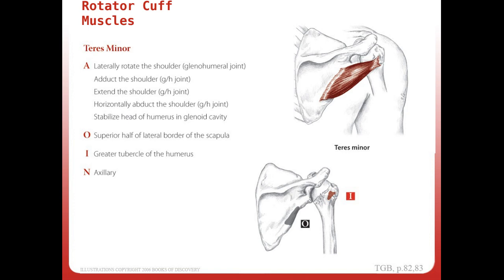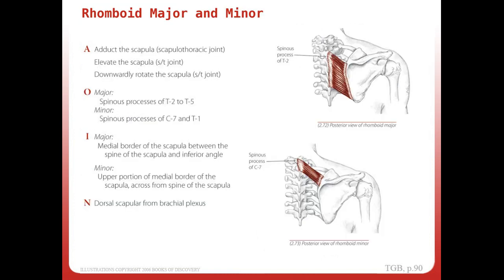Let's get another good one. The rhomboid major and minor. So a lot of times you will read a question and, for example, we got the major, which takes up a good portion of this middle aspect, of this medial border of your scapula. And then the minor is a very small muscle that sits above the major.